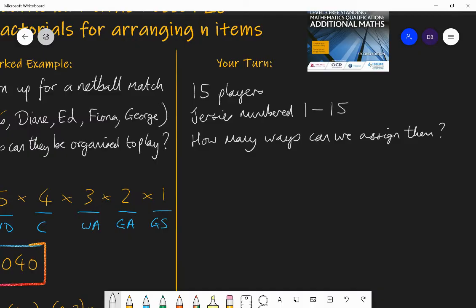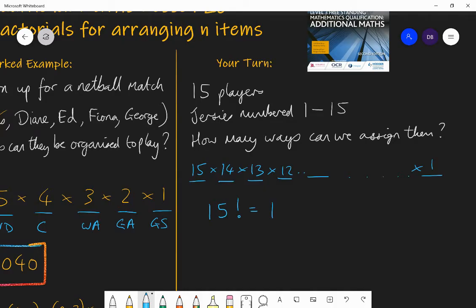Okay, I'll go through the answer now. So yes, if you've done it right, you have a ridiculously large number. What you should have done is, for the first jersey, number 1, you have 15 different people you could give that to. Then you've given out a jersey, you have 14 jerseys left. Then 13 jerseys left, etc. So it's 15 times 14 times 13 times 12, etc., all the way down to times by 1. That is 15 factorial.